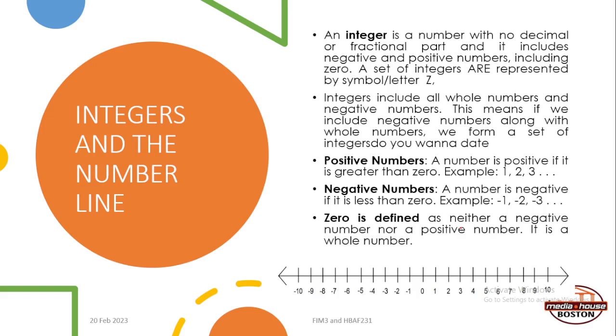So integers: it's a number with no decimal or fraction. What do we mean, no decimal, no fraction? Meaning that it does not have a comma, or it's not something that is out of something. So it is just a number as it is. So it's a whole number, and we can have either a negative or a positive integer. It also includes 0.